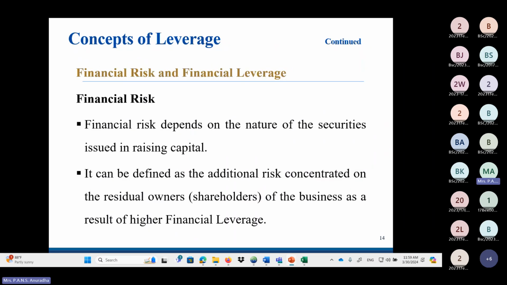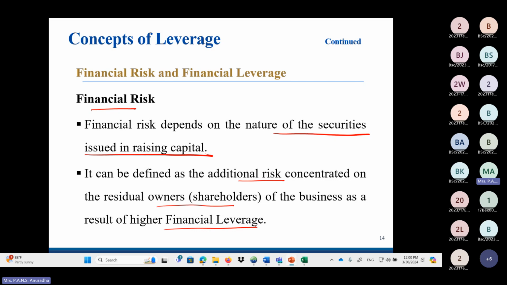Right. So financial risk depends on the nature of the securities issued in raising the capital. If your capital structure is weighted heavily on debt capital, there is high financial risk. It can be defined as the additional risk concentrated on the residual owners of the business due to higher financial leverage. When you have 60% debt capital in the capital structure, there is an additional risk to the shareholders.